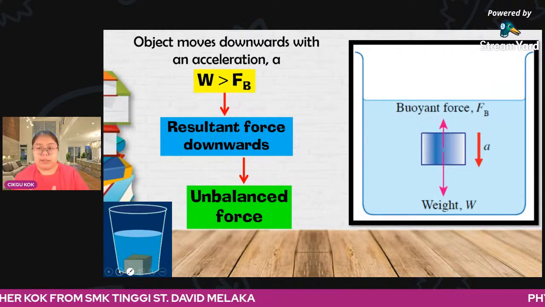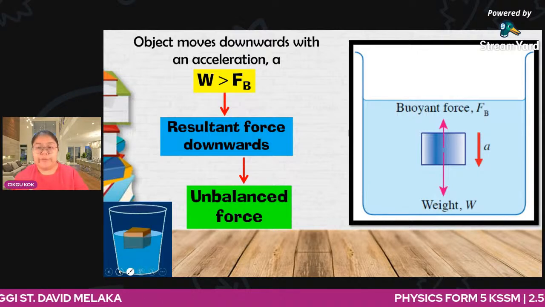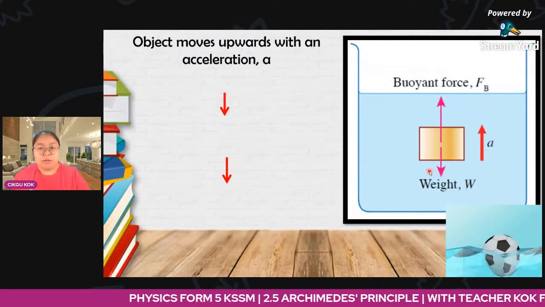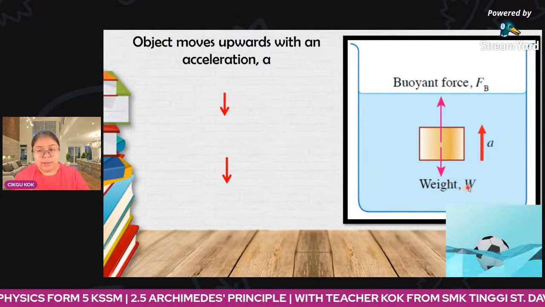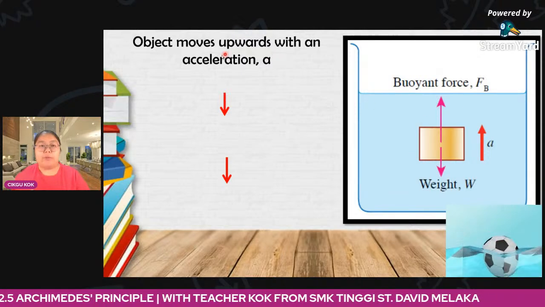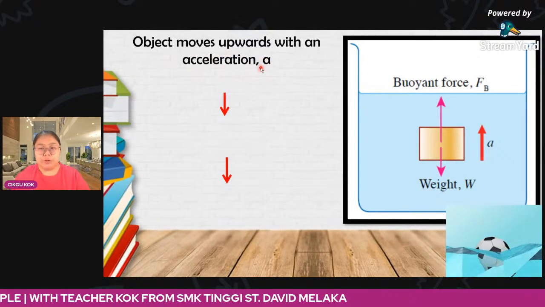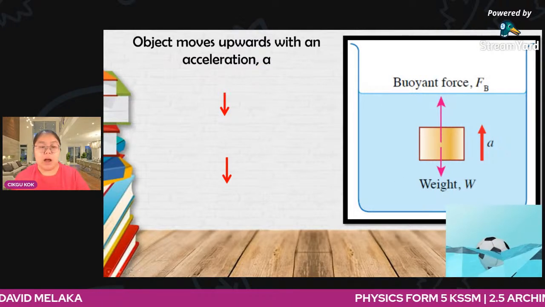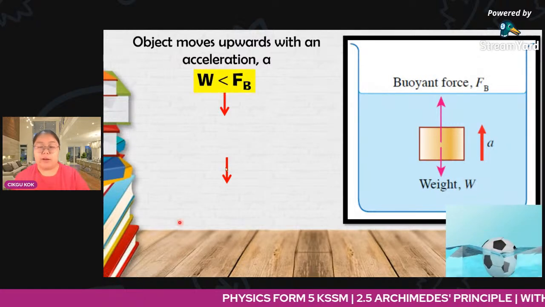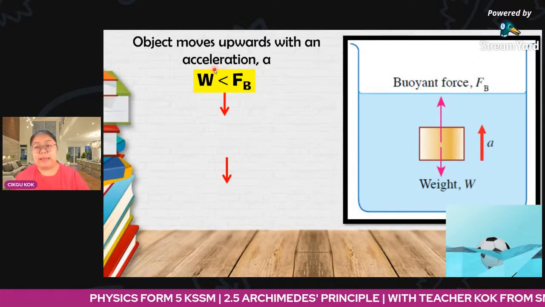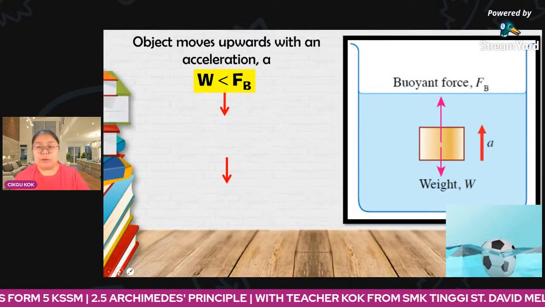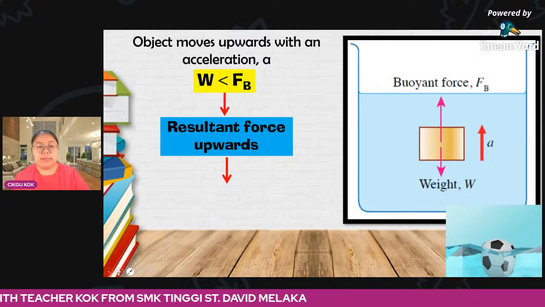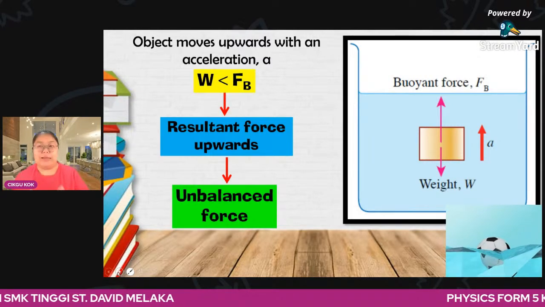Now the opposite: the block goes upwards with acceleration. Let's see the diagram. When the block is just dropped, it goes downward, and after that it moves up. That means it moves upward with acceleration. So now the upward force is bigger, which is why the block can move upwards. The upward force is the buoyant force, so now the buoyant force is bigger than the weight. How about the resultant force? The resultant force is now acting upwards.